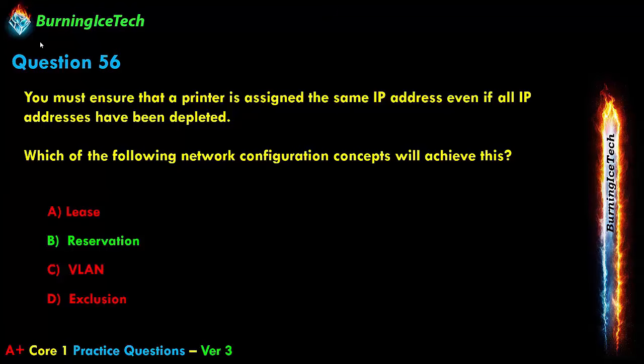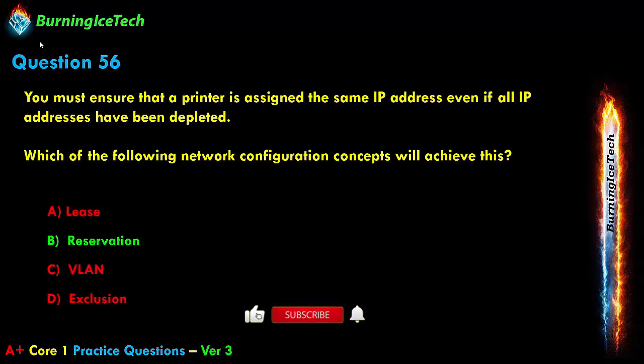So when you go and create this reservation, one of the things you'll need is the MAC address of this device. So if it's a printer, for example, you will need the MAC address, which is also known as a physical address of that printer, and it's going to go and dish out that same IP address to the same printer every day because of that MAC address.